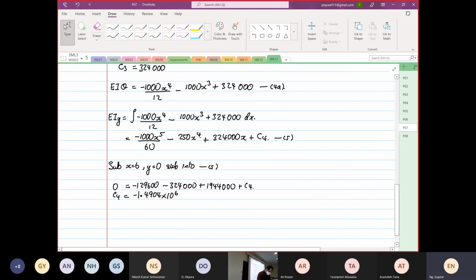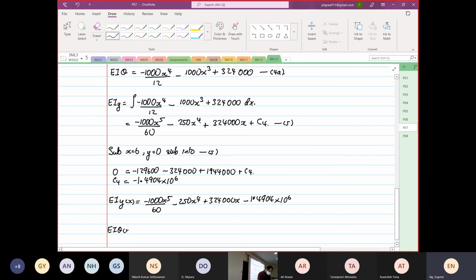Positive bring over negative. So therefore, EIy as a function of x is equal to minus 1000 x^5 over 60 minus 250 x^4 plus 324123x minus 1.4904 times 10 to the power 6. Okay, and we also found our EI theta as a function of x. Oh, we found that already. It's the same one. So I told you guys, right? Nothing but integration, knowing your boundary condition.